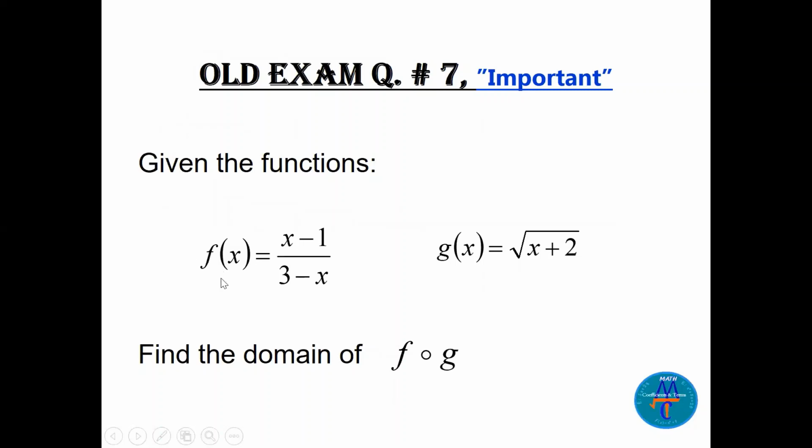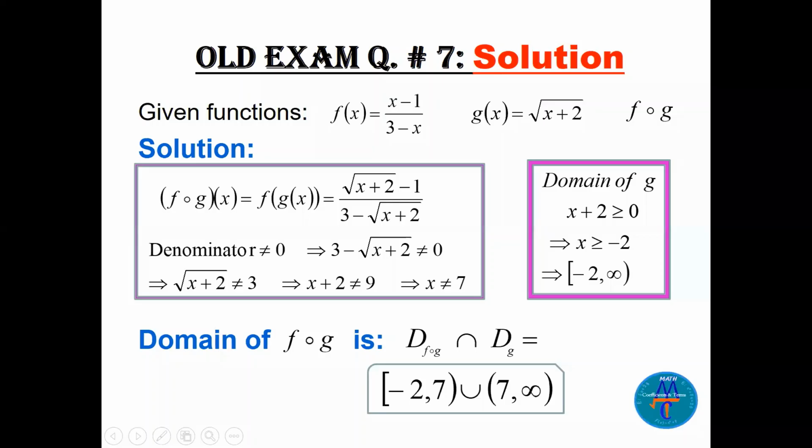This one we have a function f of x, x minus 1 over 3 minus x. Then we have a g of x, square root of x plus 2. Let's find the domain of f circle g. Now here we have two different functions. We have to find f circle g first, and then find its domain. But remember, g is the first function we use, so we have to find the domain of g.